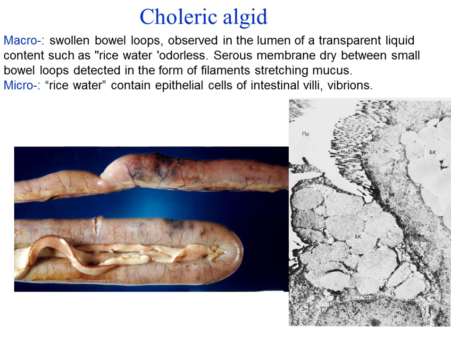The loops of the intestine in this case are swollen, and the lumen contains a transparent, odorless liquid. The surface of the intestine and all the mucosa are dry. Between the loops, exudate forms in the shape of threads. Microscopically, the contents of the intestine contain epithelial cells of intestinal villi and vibrios also.